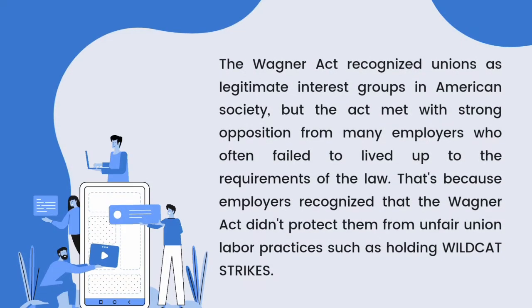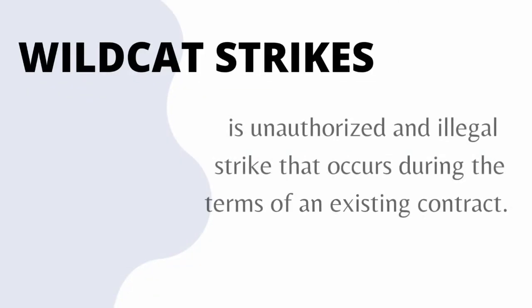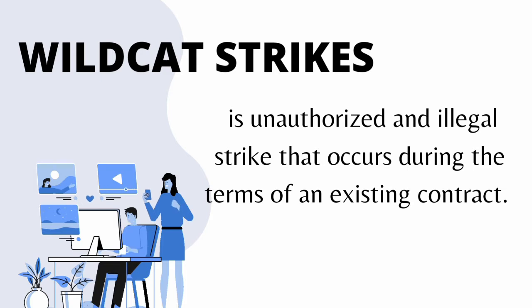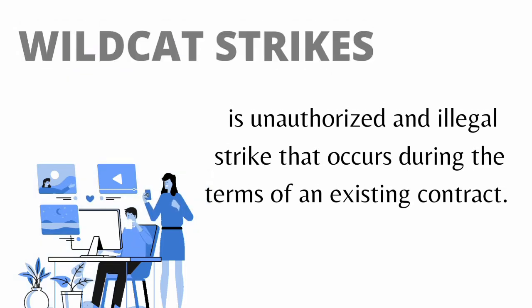The Wagner Act recognized unions as legitimate interest groups in American society, but the act met with strong opposition from many employers who often failed to live up to the requirements of the law. That's because employers recognized that the Wagner Act didn't protect them from unfair union labor practices, such as holding wildcat strikes. A wildcat strike is an unauthorized and illegal strike that occurs during the terms of an existing contract.